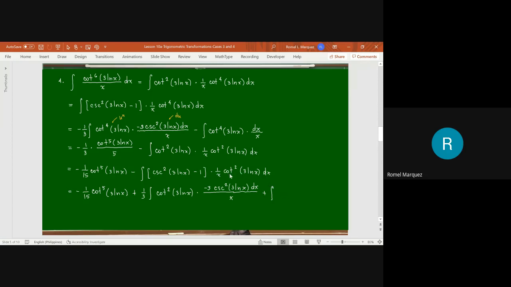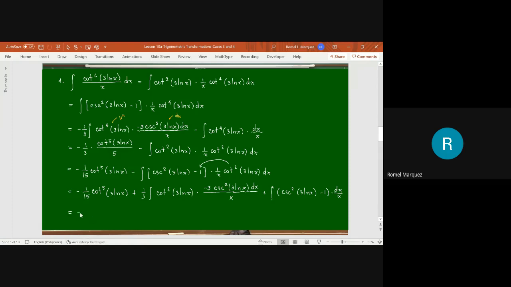So, but that is cotangent squared. I can transform that into, so again, this is to be distributed here, but I'm going to transform that into cosecant squared of 3 ln x minus 1 quantity dx over x. Okay? Guys, I did not write any more cotangent squared. I transformed that immediately. As you become familiar, you can skip some steps.